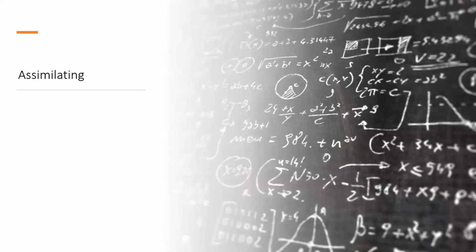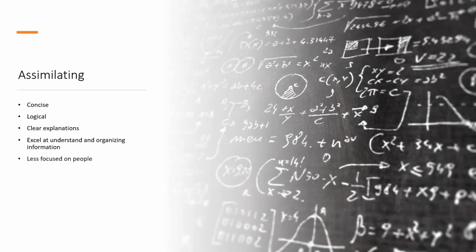The next learning style that I'd like to talk about is assimilating. So the assimilating learning preference involves a concise, logical approach. They prefer ideas and concepts more than people. These people require good, clear explanations rather than a practical opportunity. They excel at understanding wide-ranging information and organizing that information in a clear, logical format. People with assimilating learning styles are less focused on people. They're more interested in the ideas and abstract concepts.